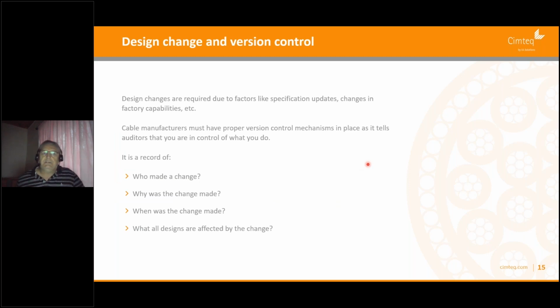So now we're looking at design change and version control. So once you've got through the conceptual stage of industrializing these designs, specifications may change. You may get new machinery and you may change material suppliers, whatever, but things happen that you need to update your design.